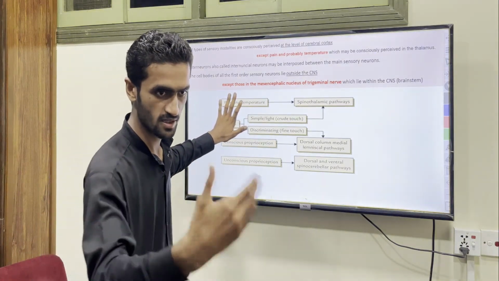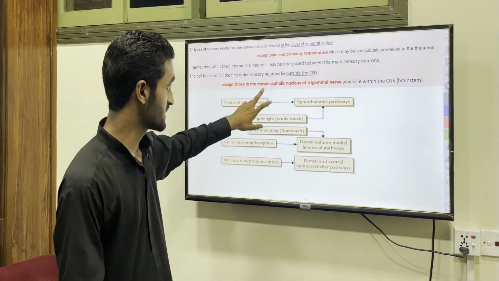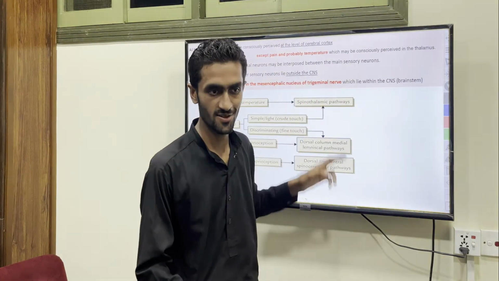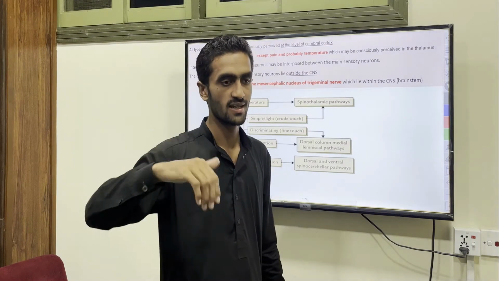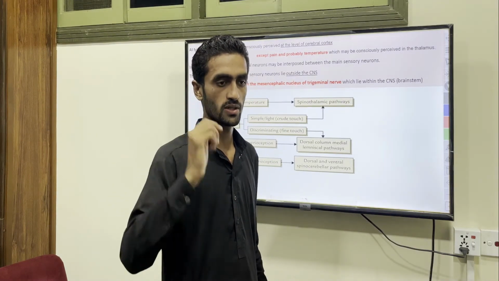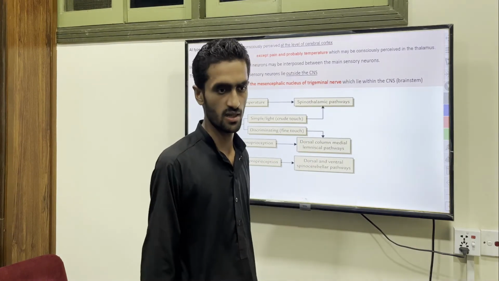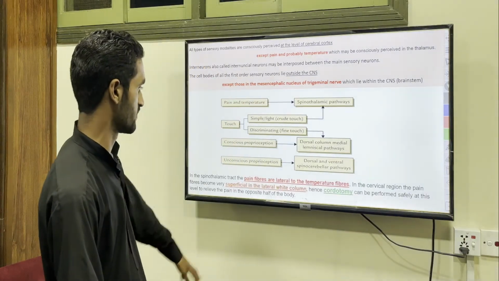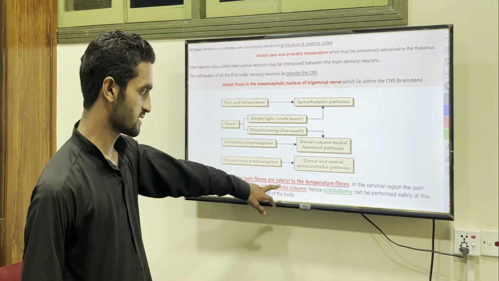The dorsal root ganglia are outside the CNS. Only one is the mesencephalic nucleus of the trigeminal, which is not part of today's lecture, which is present inside the brainstem. Everything is outside; there is some exception. So pain and temperature are lateral.